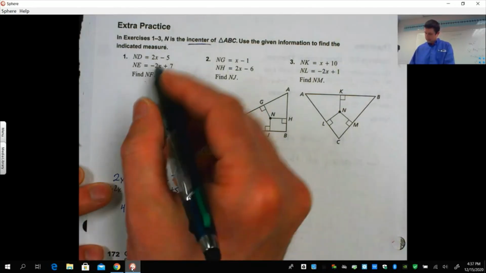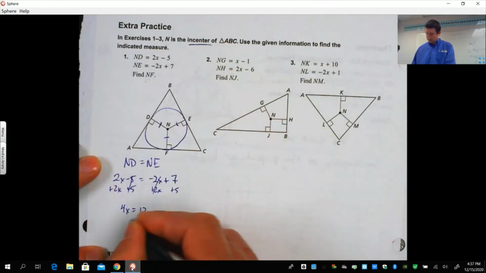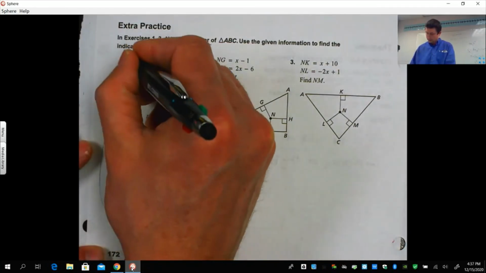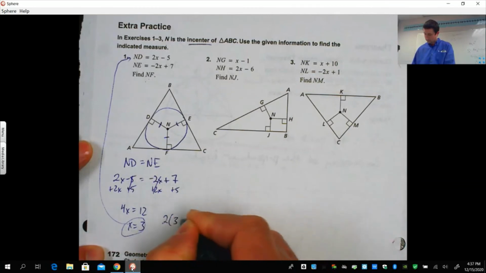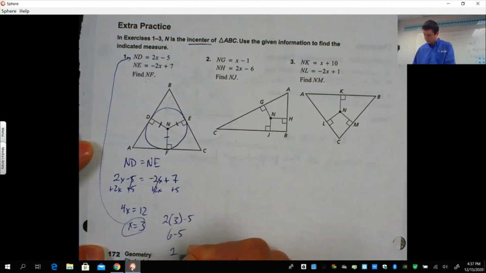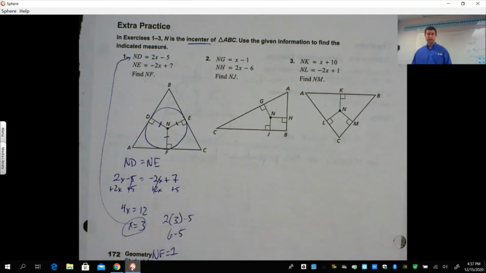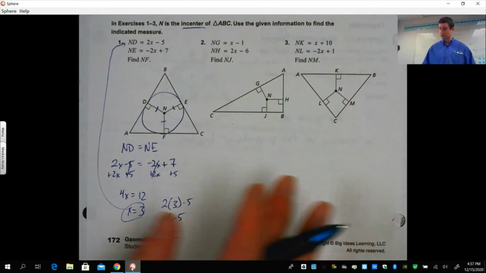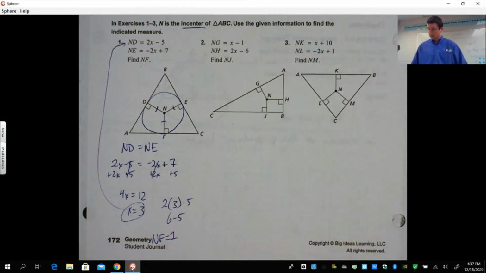Okay, now they want the length from N to F. So now we're going to take this and plug it back into one of these. So 2 times 3 minus 5. That is 6 minus 5, and that is 1. So NF equals 1. So all of those have a radius of 1. So the incenter inscribed circle has a radius of 1.